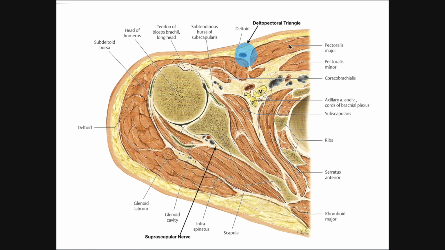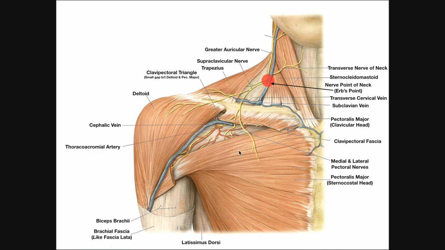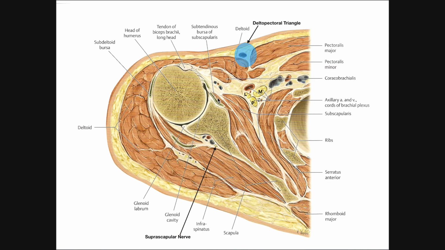If we look anteriorly, here's the pectoralis major muscle, and deep to that is the pectoralis minor. Now if you remember from the previous slide, I mentioned that if we go deep to the pectoralis major, there's a layer of fascia called the clavipectoral fascia that separates the pectoralis major from the pectoralis minor. Now if we look at this space right here in blue between the pectoralis major muscle and the deltoid, this is the clavipectoral triangle, also called the deltopectoral triangle. And this vein that's right there, this is the cephalic vein.